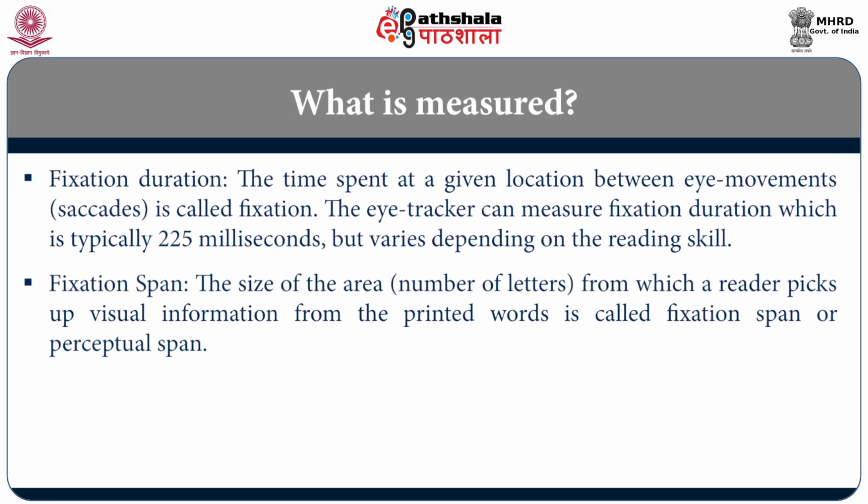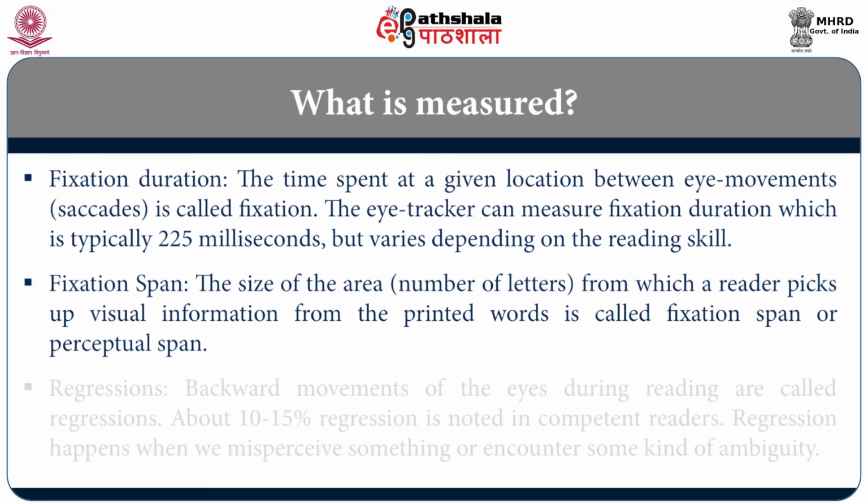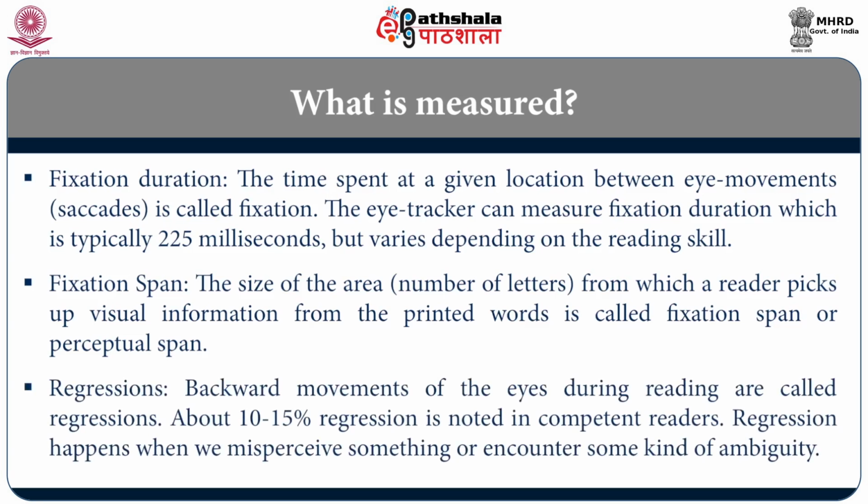Alright, we have discussed it earlier. The beginning readers or novice readers can pick up 3 letters, whereas advanced readers can pick up as many as 9 letters at one time. So that is also measured. Then regressions, that is backward movements of the eyes while you are reading, are called regressions. I have pointed out to you earlier that advanced readers show only 10 to 15% of regressions. So these are what is measured in eye tracking.